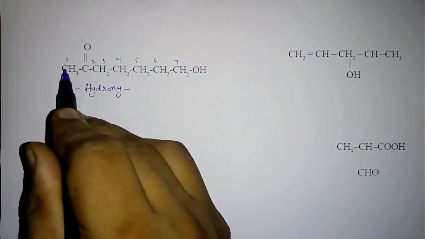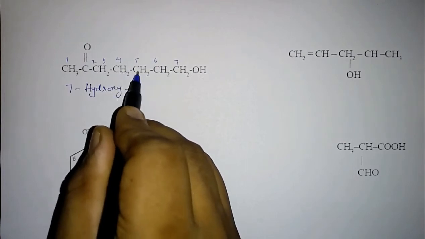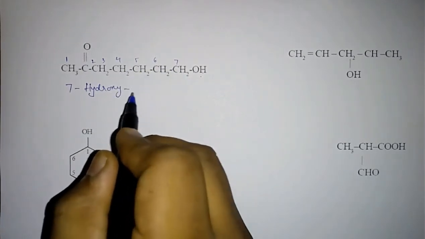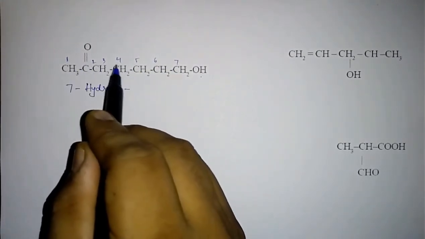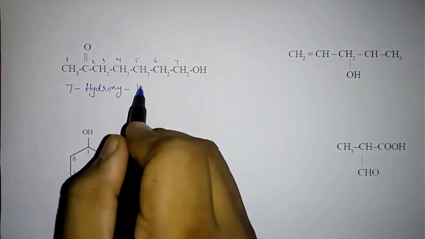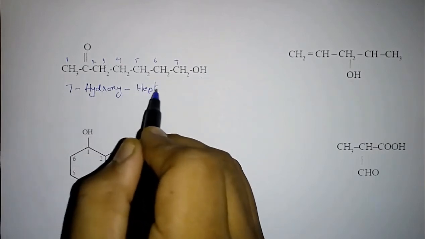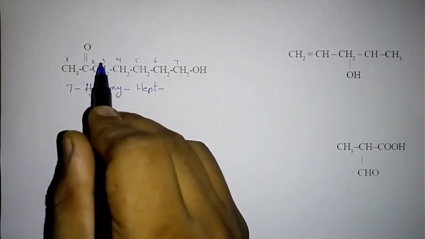Next comes our parent chain. How many carbons are there? If you observe here: methane, ethane, propane, butane, pentane, hexane, heptane. So 7 are there. You will write as what? Hept. So 7-hydroxy-hept-. Next part, our word root is over.